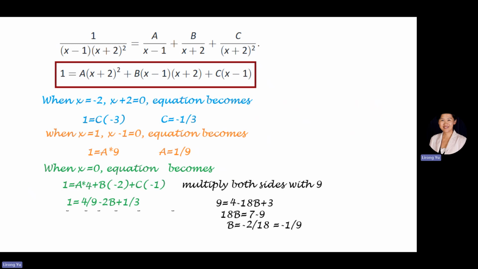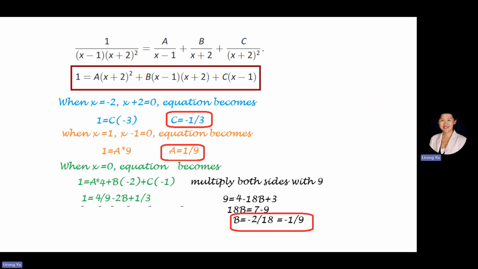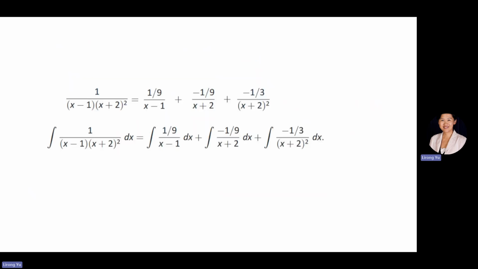And then you see the steps. There may be multiple steps. Sometimes it involves a lot of algebra. So now we're able to find the A, the B, the C. And we bring that back to the original equation. We're done with the partial fraction decomposition.